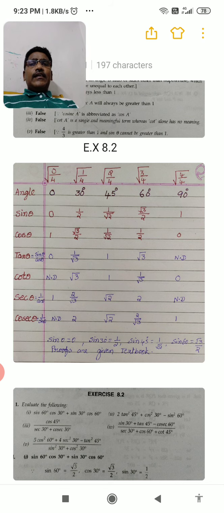And cos theta you get as the converse of that. The sin 90 value you write at cos 0, the sin 60 value at cos 30, sin 45 in the middle is the same, the sin 30 value at cos 60, and the sin 0 value at cos 90. I mean 1, root 3 by 2, 1 by root 2, 1 by 2, 0. You write it in the reverse way.